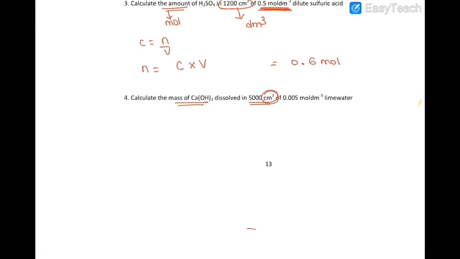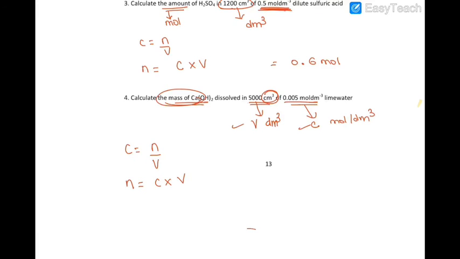Question 4, you need to find the mass dissolved in 5000 centimeter cube. This is in centimeter cube, so you will need to convert this to dm cube. This is the concentration in mole per dm cube. Be careful. Concentration is given in mole per dm cube. You need the mass. So concentration is number of moles divided by volume. You know the concentration, you know the volume. Therefore, you can find the number of moles. Number of moles is concentration multiplied by volume.